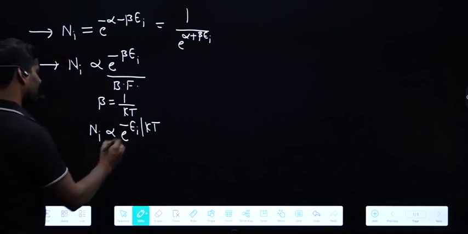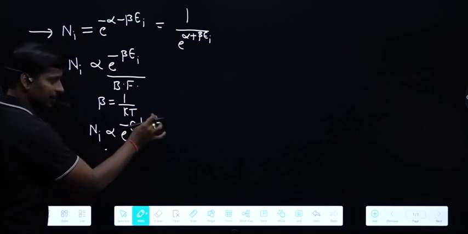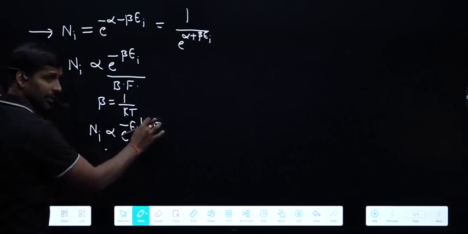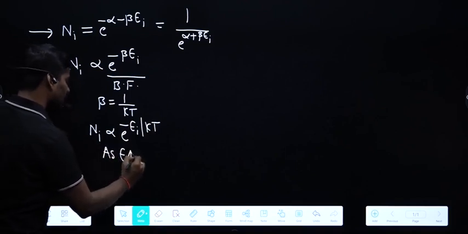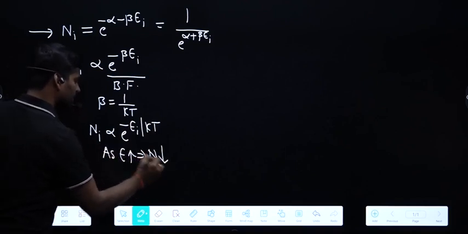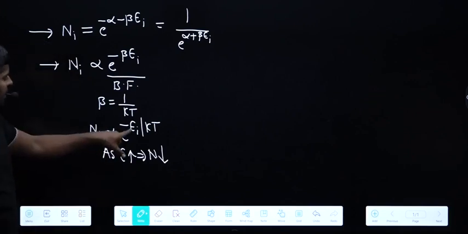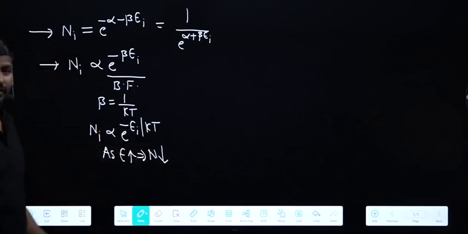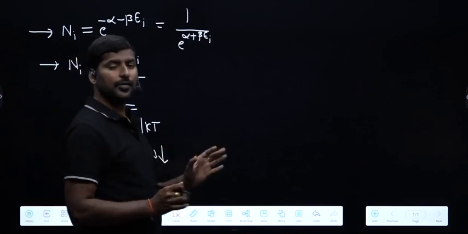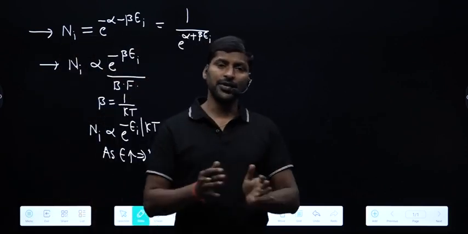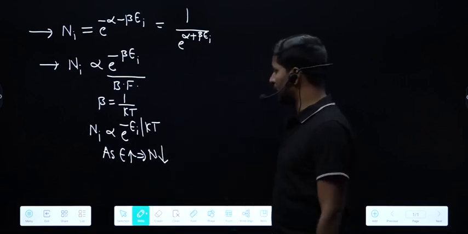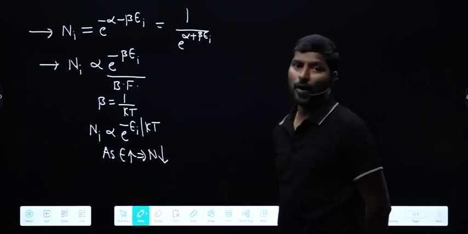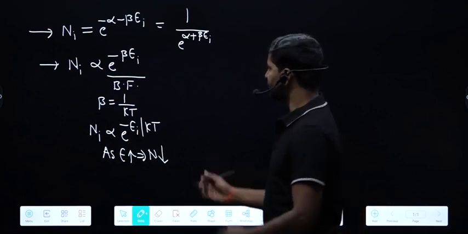So according to this, at a given temperature, at a given thermal equilibrium, as energy increases, what about population? It decreases exponentially. As energy increases, population decreases. Higher energy levels always possess less population compared to lower energy levels. That you remember: as energy increases, population decreases.